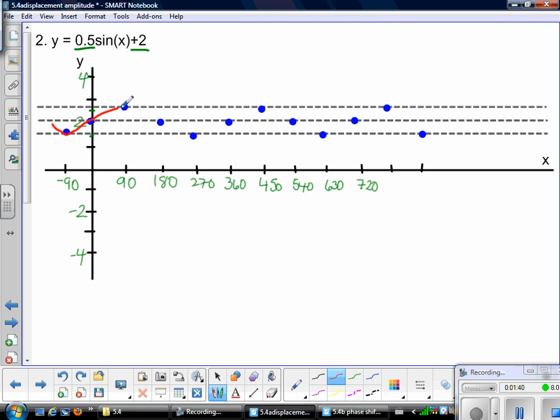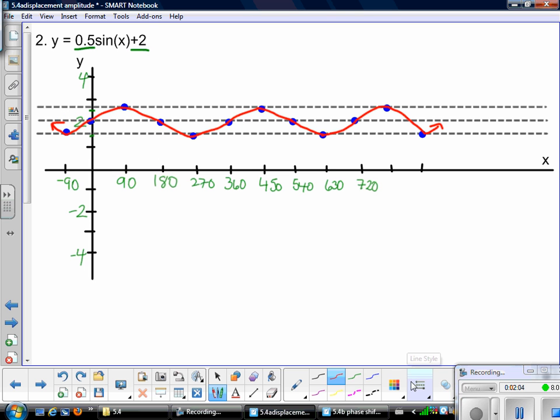And I'm going to get a little bit better at this maybe. And you can see that it looks like a sine curve. It just looks like it's been squashed vertically and it's been moved up. Okay, and I got to make it come up before I can put my arrows. Okay, so that part's done.